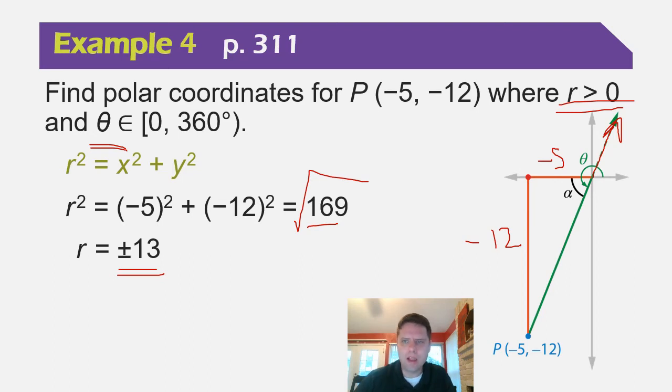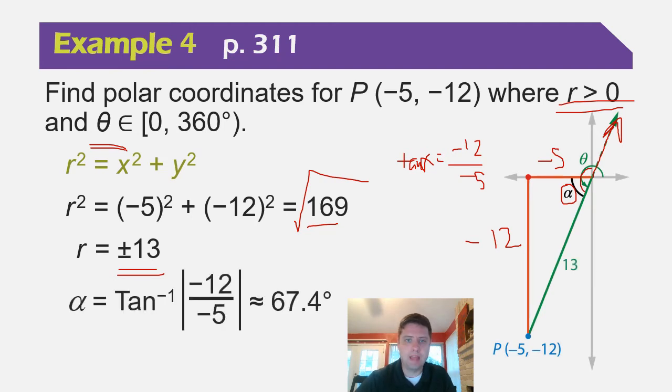And now how do we find out what this theta measurement is? Well, we can make use of finding what this reference angle is first, this reference angle alpha. Well, the angle alpha, we know that tangent of alpha is going to be what? It'd be opposite, -12 over -5. We just take the arc tangent of that to find alpha. We get 67.4. Remember, that's the measurement for alpha.